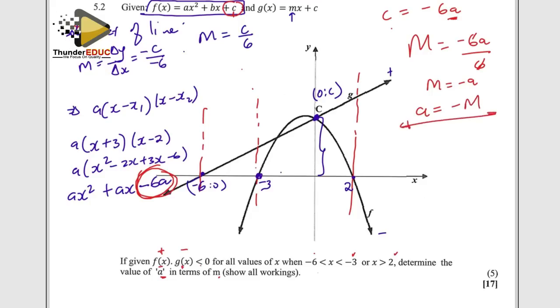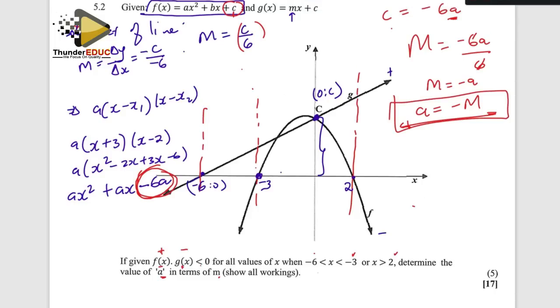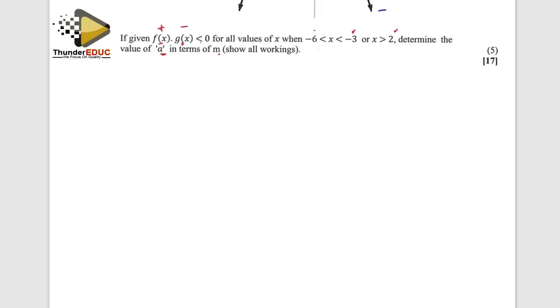Or I can find the first derivative of that, which is just going to be 2ax plus b, and then I'll equate it to this C over 6 and then work it around using that direction as well. So this is what the question wanted. A is negative m. So regardless of how you approach the question, we should at least end at some position like that. Okay, so that is question number 5.